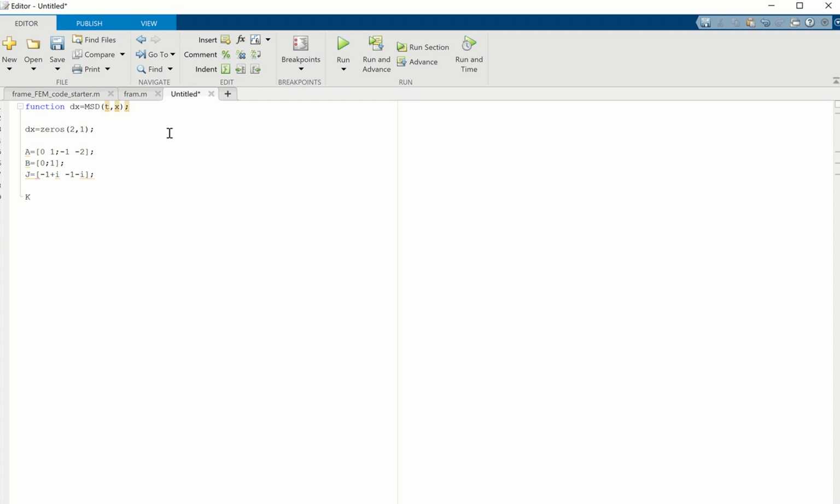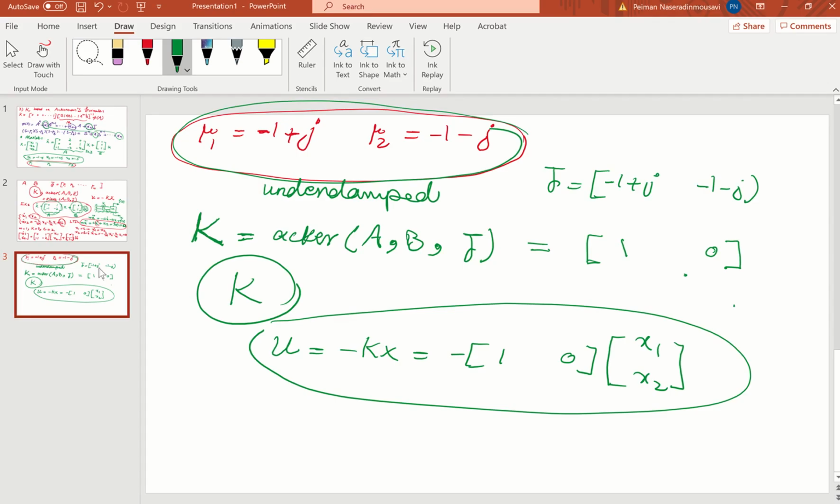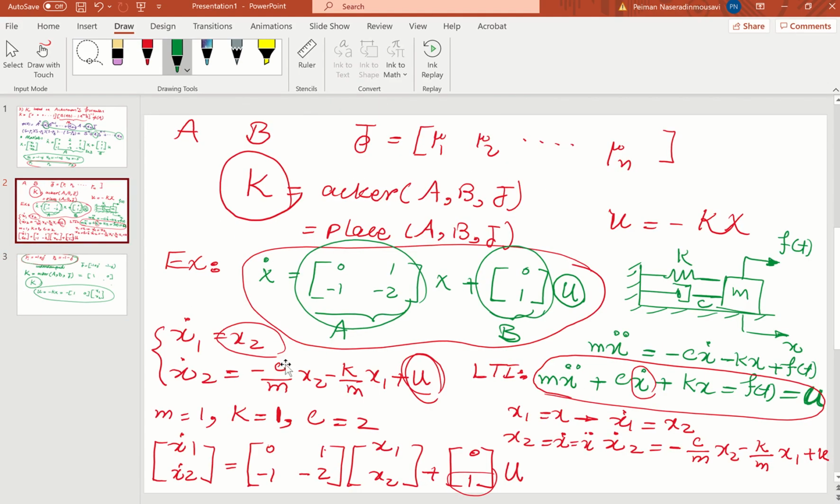Then you're going to compute the gain matrix. You can use MATLAB or the Ackermann formula by hand. By MATLAB, it's going to be acker(A, B, J), I'm going to show it. Then you write dx1 as you have in the state space equations, guys. I'm just typing in MATLAB, okay?